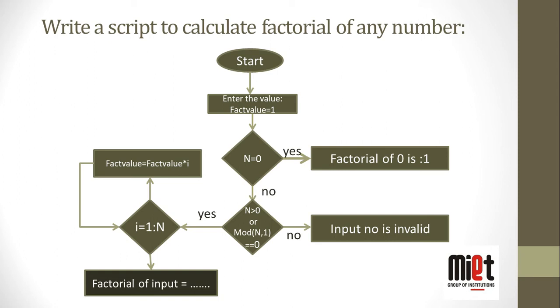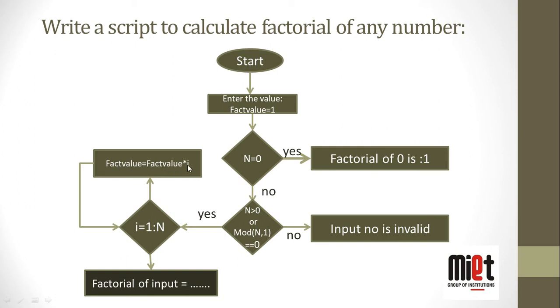So after this, I give a statement: fact value is equal to fact value into i. Okay. Initially the value of i is equal to 1, and I initially defined the fact value as 1. So there is 1 cross 1. And after this, when the loop repeats itself, the value of i becomes 2, and again I go to the fact value. Now the new fact value is 2 into 1.